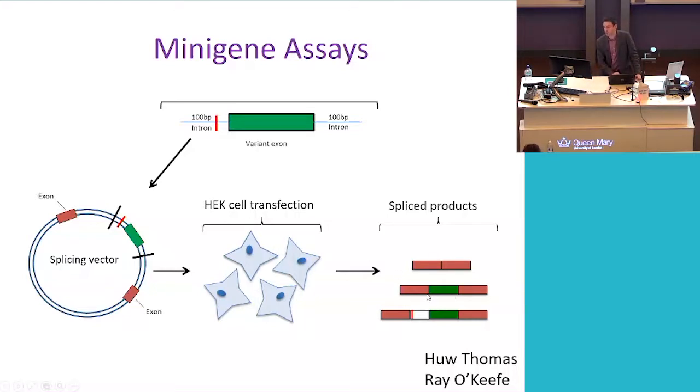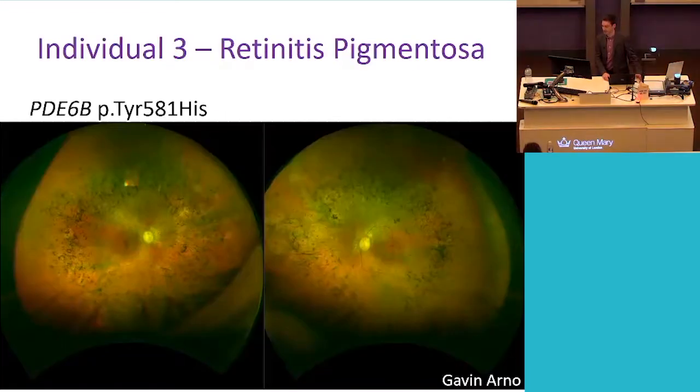And you can see all sorts of different things being expressed. So here we see a wild type allele, exon being skipped, and an intron being included. Okay, well, why does that matter?